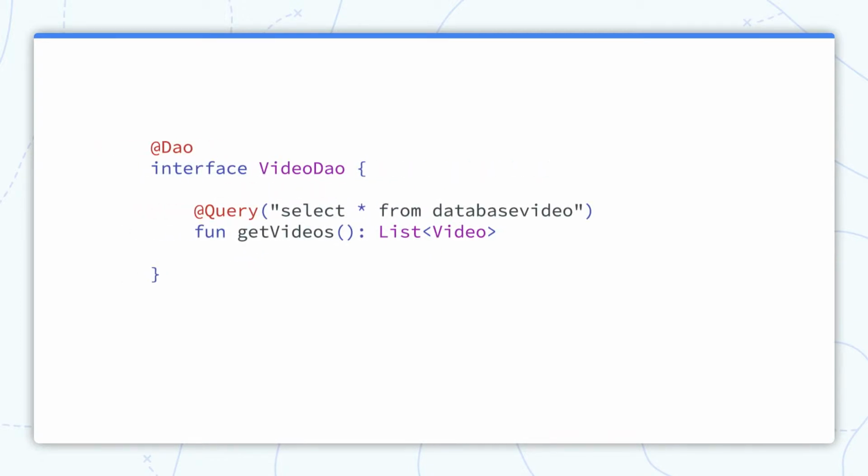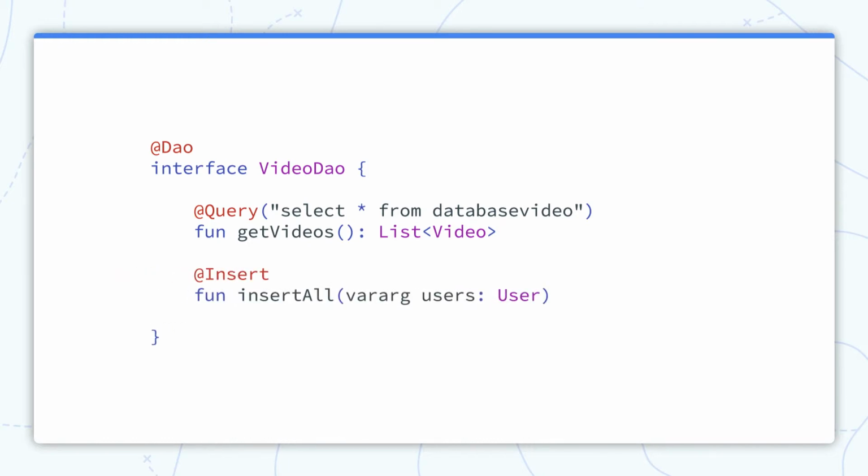Then, for the DAO, or Data Access Object, you'll need two methods. The first is getVideos. GetVideos returns a list of videos. Taking a look at the UI, this is all we need to display the home screen: a list of all the videos in the database. To implement this in Room, you'll use the query annotation with select all from database video.